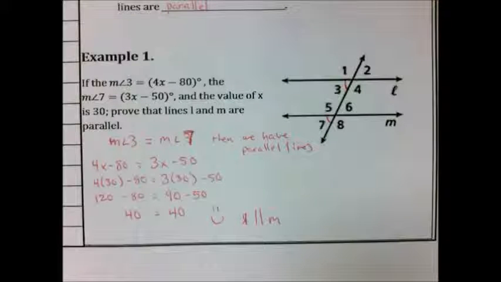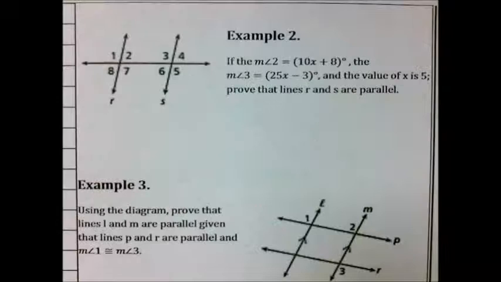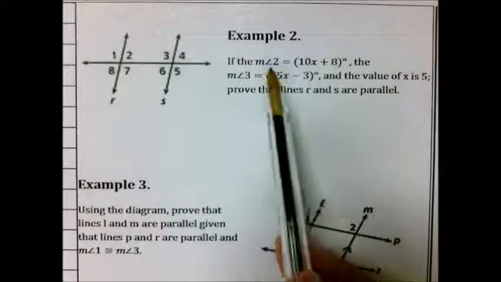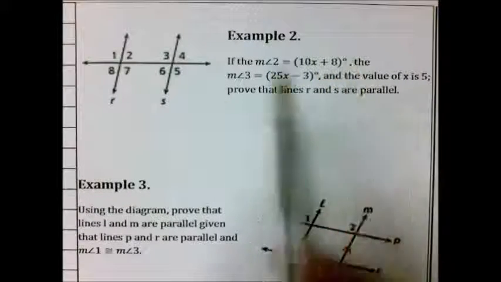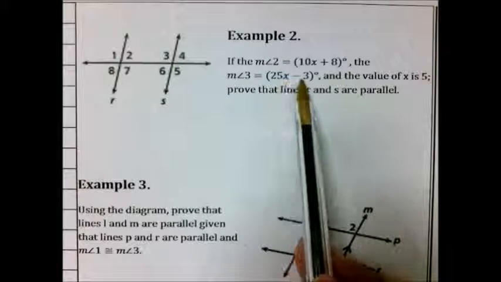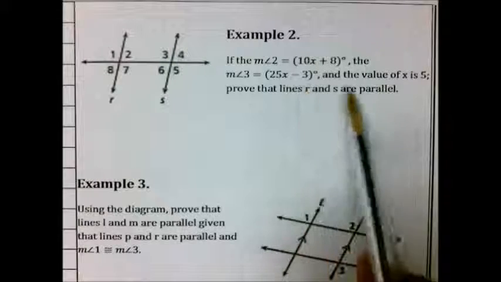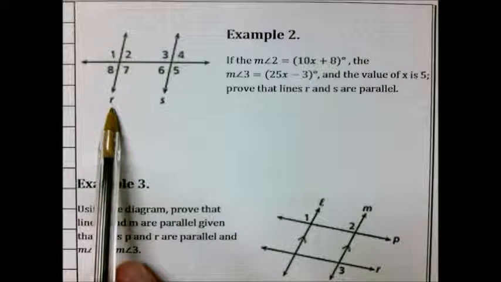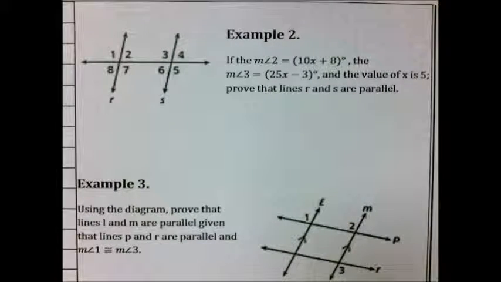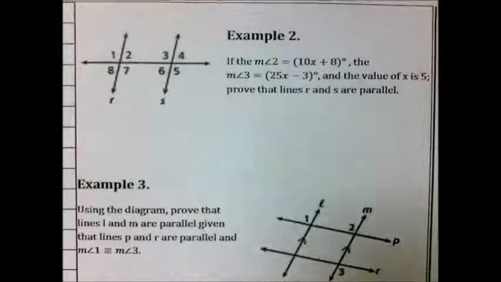All right, let's do example 2. Same type of thing here. If the measure of angle 2 is 10x plus 8 degrees, and the measure of angle 3 is 25x minus 3 degrees, and the value of x is 5, we need to prove that lines R and S are parallel. So let's take a look here.